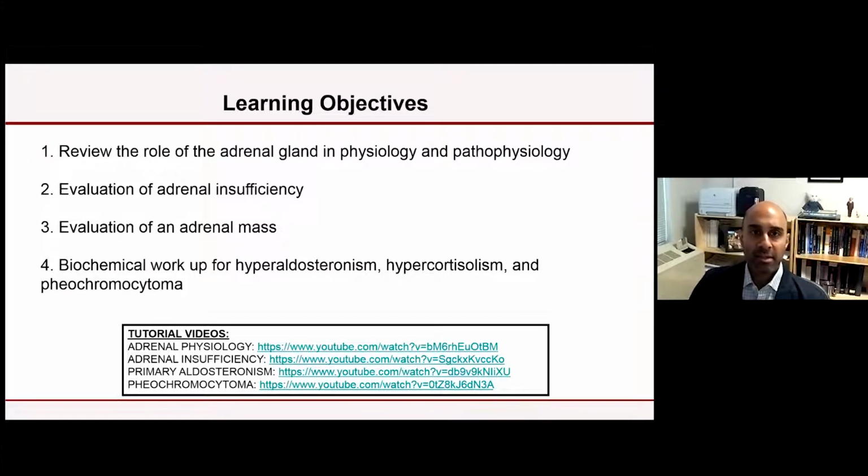So the objective of this talk is to give you a broad overview of a variety of adrenal disorders. We will review the role of the adrenal gland in physiology and pathophysiology. A lot of my topics will focus on physiology, as I think that's the best way to understand them. We'll spend some time talking about adrenal insufficiency, how to evaluate an adrenal mass, and we'll touch on the workup for hyperaldosteronism, hypercortisolism, and pheochromocytoma.